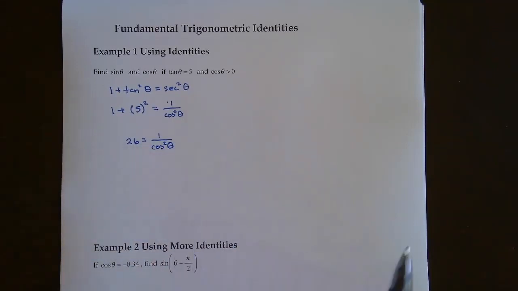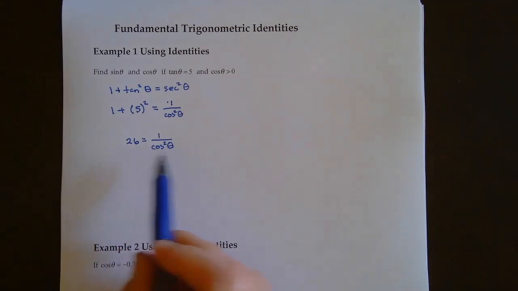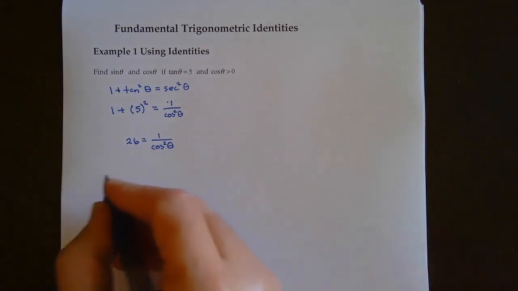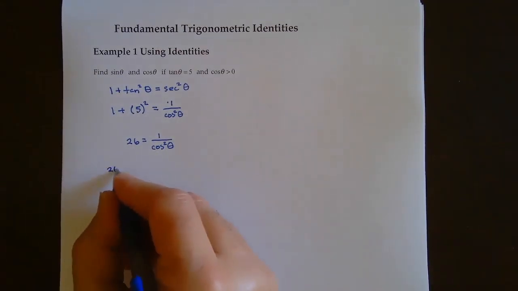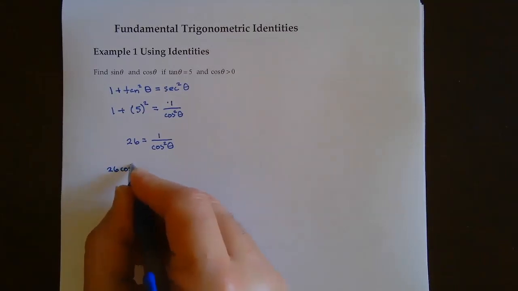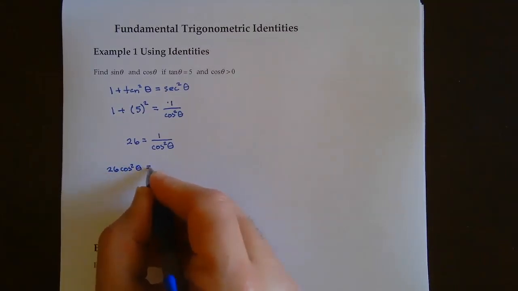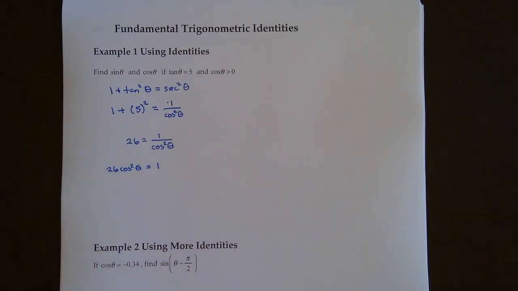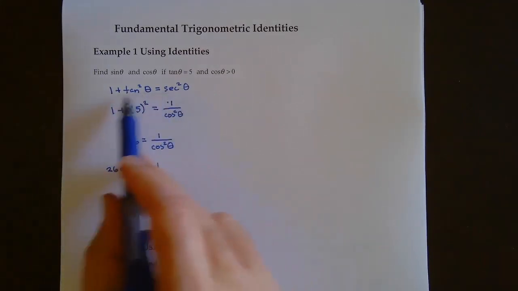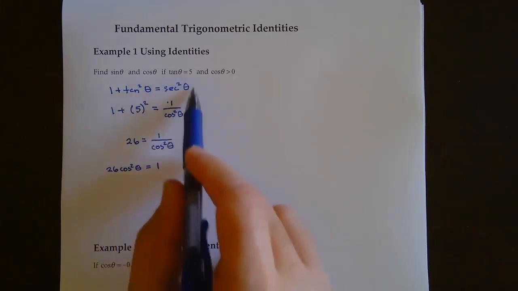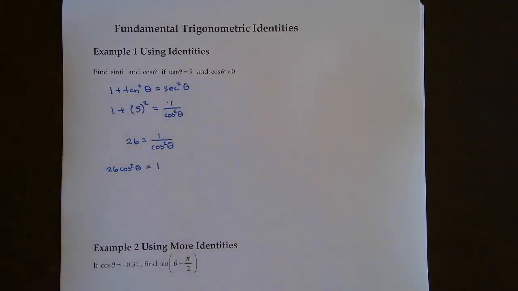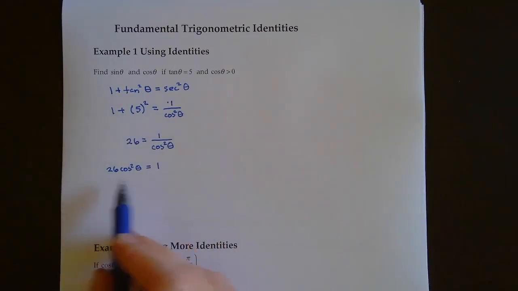Now to clear this out, I can multiply both sides by cosine squared theta, and that gives me 26 cosine squared theta is equal to 1. I want to say there are other ways to do it. I'm actually doing this differently than I've done in years past, because I think it might help you to realize I used this trig identity, and then I switched this one out with another trig identity, and I switched the tan theta out with a number. Then I'm going to divide both sides by 26.